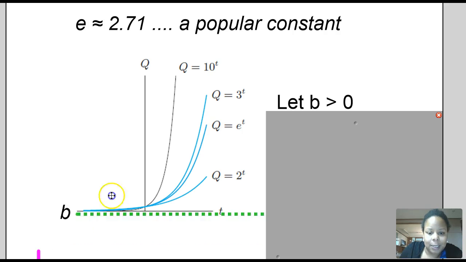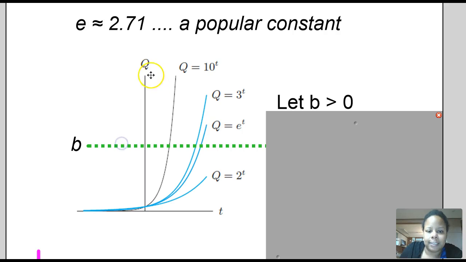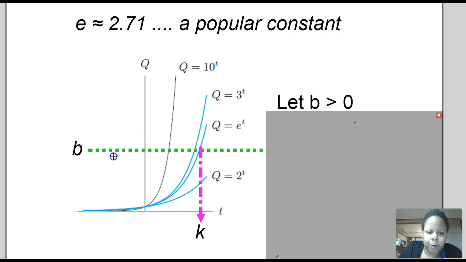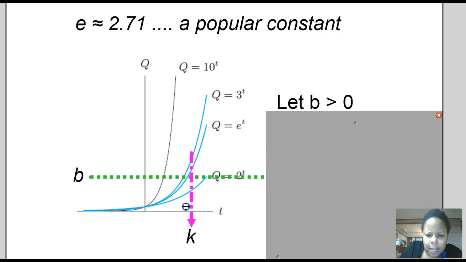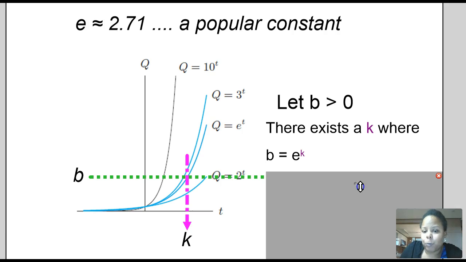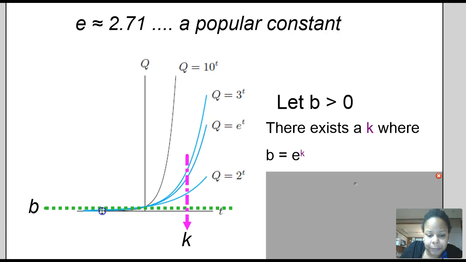So for example, here's my b, somewhere on the y-axis, greater than 0. Because the range of this exponential function is all positive numbers, there's going to be some k value, in this case right here, where if I plug in e to the k, I'm going to get out b. Even if I were to change where b is on the y-axis, as long as it's positive, I can always find a k such that e to the k gives me b. In other words, there exists a k where b is equal to e to the k. And k can be any number, positive or negative, because if I made b somewhere over here, it intersects the graph somewhere over here where k is a negative number.